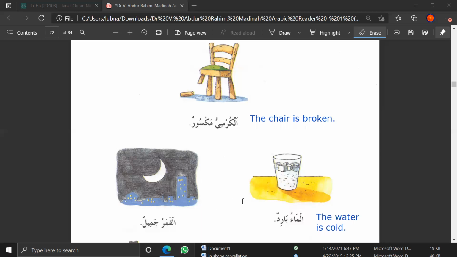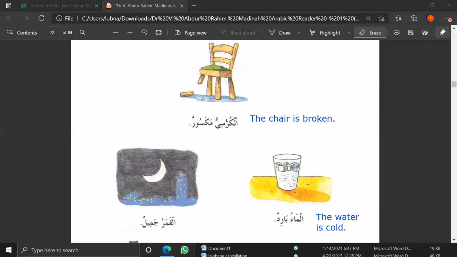Did you notice? Here is one noun, okay? It's an ism. Maksurun is the property of that ism. Again, though in English it's an adjective, in Arabic the adjective is ism sift, again an ism. So both are ism in Arabic. From the Arabic grammar point of view, both are ism.